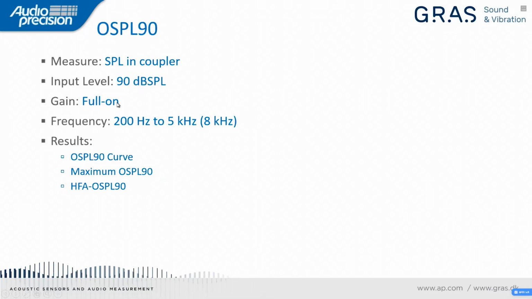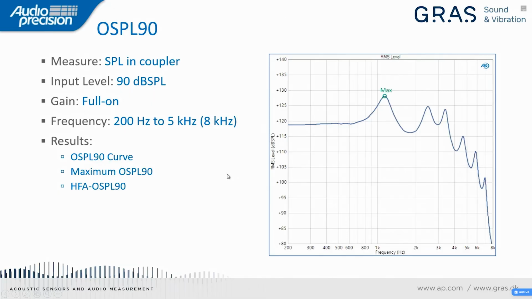And some of the metrics of interest here, we have the maximum OSPL 90, so we simply pick off the maximum value of the curve at whatever frequency it occurs at. And next we have the HFA OSPL 90. Now HFA stands for high frequency average, and to compute this we simply take the level or the gain at three specified frequencies. Those are 1.0, 1.6, and 2.5 kilohertz. We take the level or gain at those three frequencies, simply average the decibel values, and that's called the HFA gain or the HFA level for high frequency average.